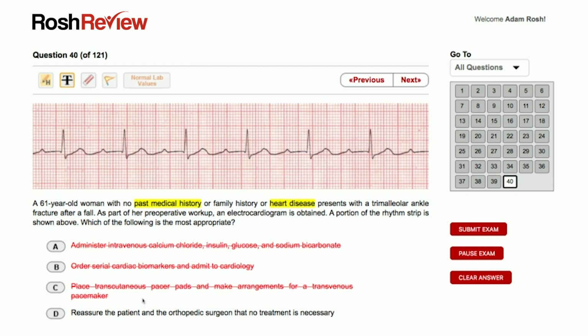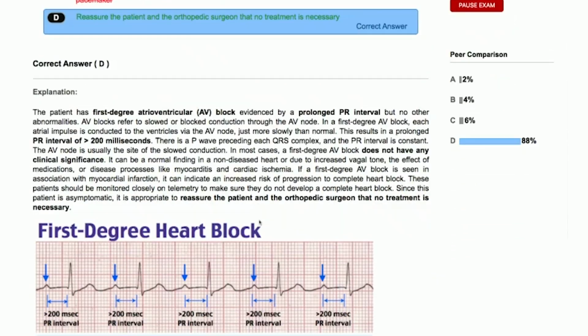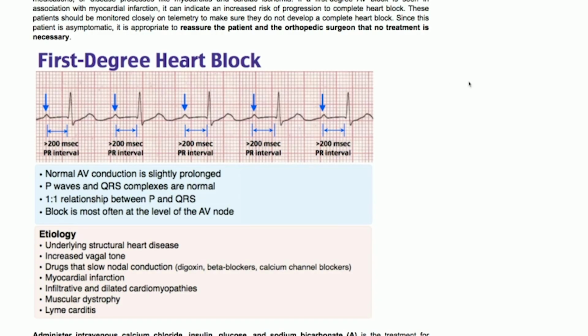That leaves us with answer choice D, reassure the patient and the orthopedic surgeon that no treatment is necessary. And I'm going to choose answer choice D. And sure enough, that is the correct answer.